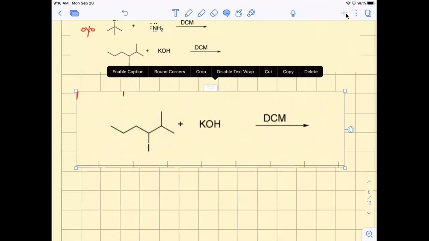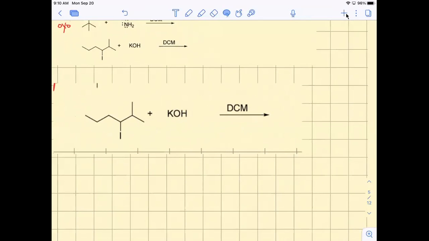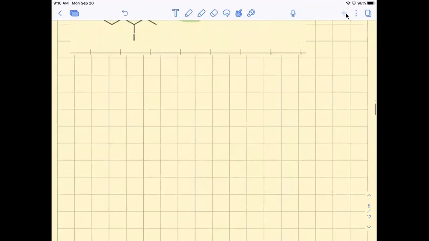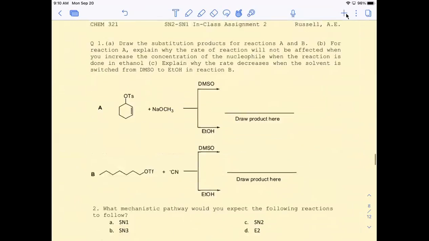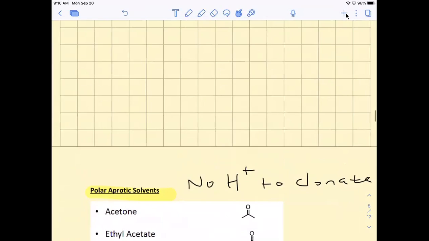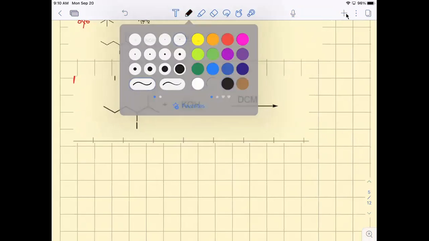All right. And so with this example, we're going to look at the E2. One of the things about E2, again, is you need a base, in this case, KOH. I think on the list, do I have a list of bases in here? No, it's not in here. I have the E2 video that I send you. It's going to have a list of bases, but some common bases for E2.